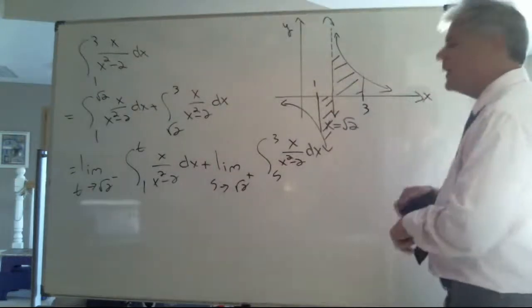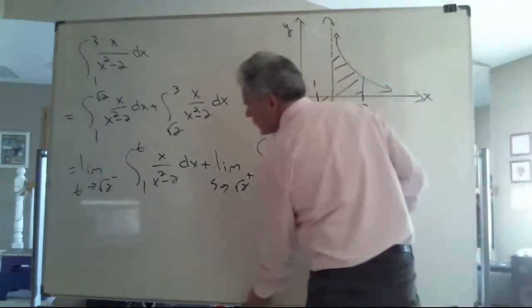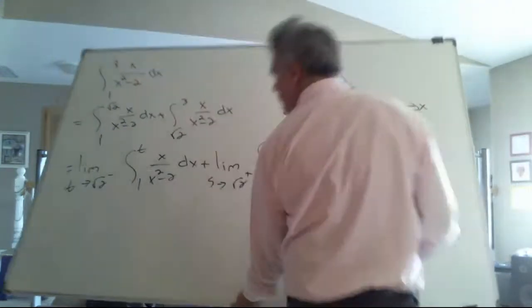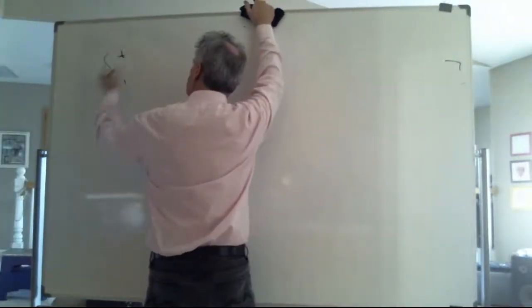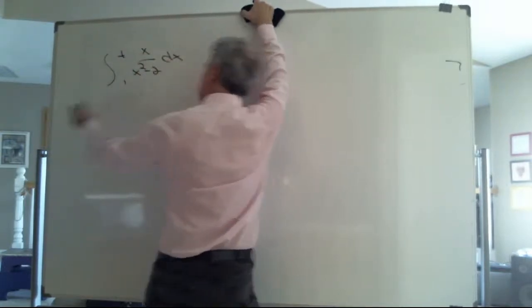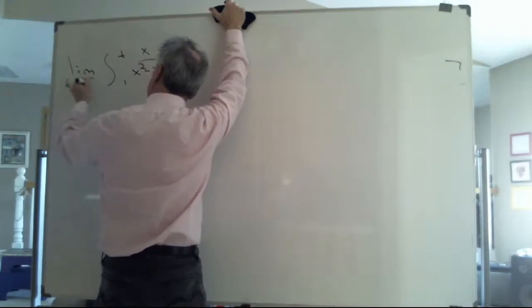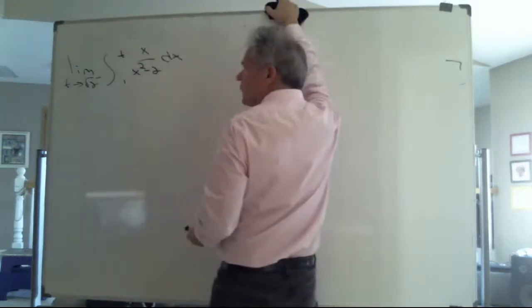So let me see if I can pick on one of these. How about if I pick on the first one? How about x over x squared minus 2, 1 to t. So 1 to t. Well, let's give it a shot.